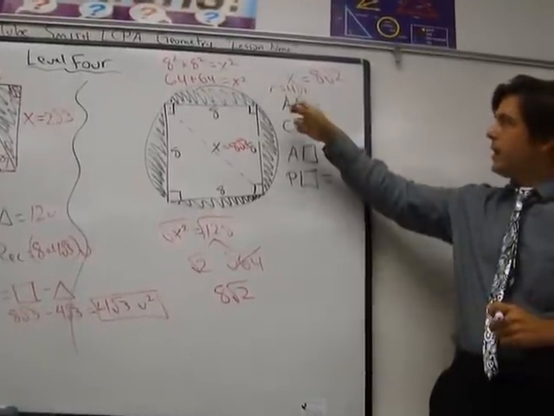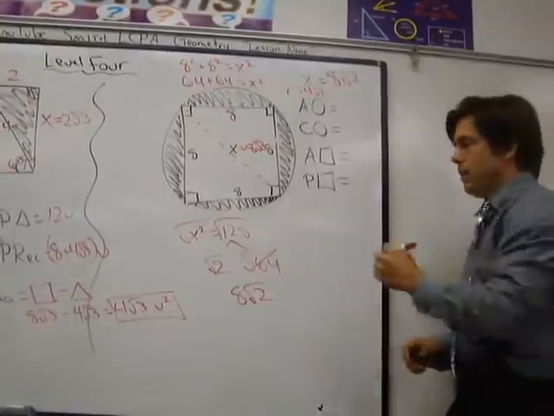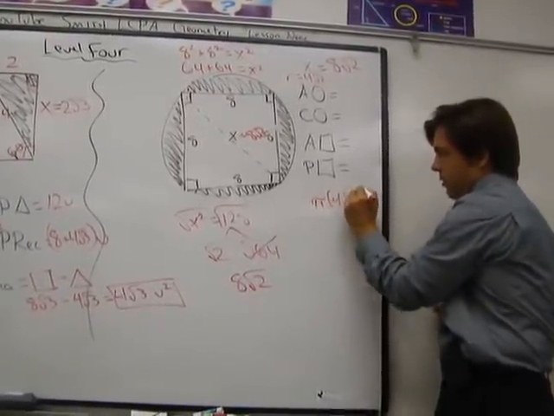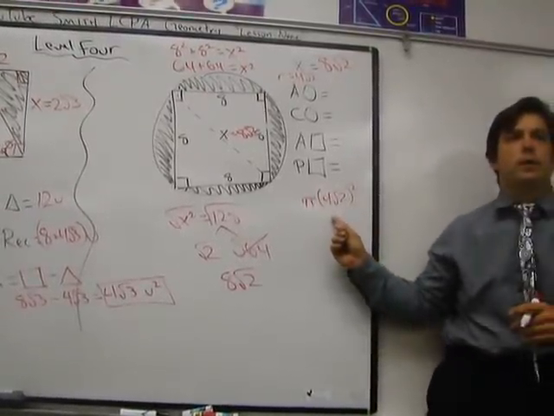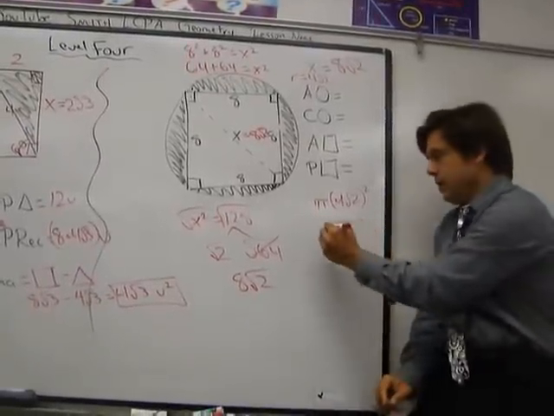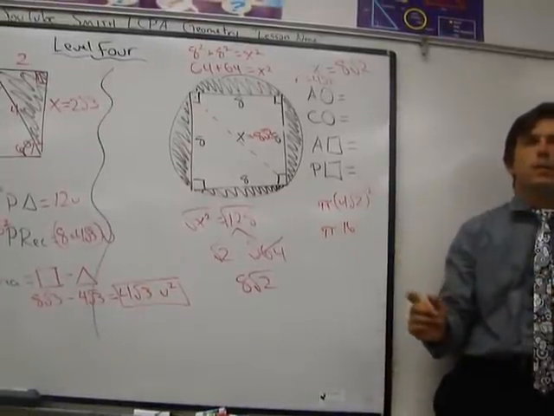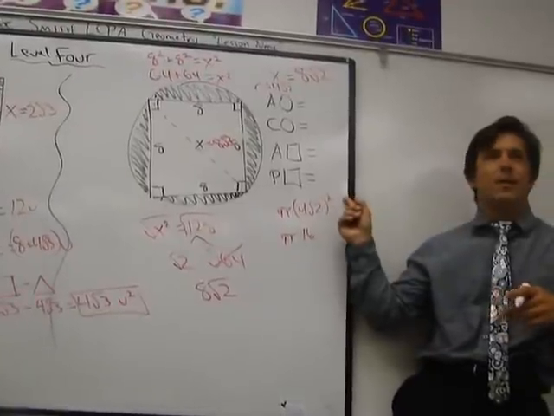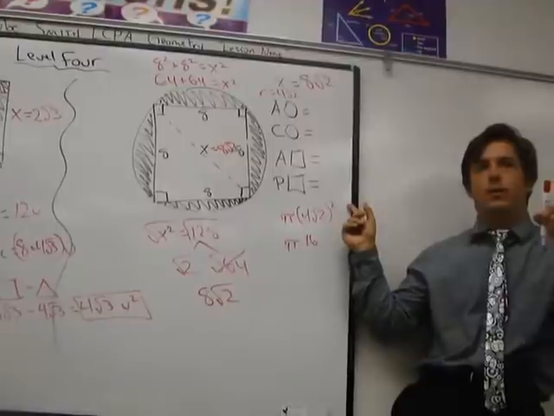Okay. So the area of the circle is going to be pi times the radius squared. So it's going to be pi times 4 square root of 2 squared. So everybody, what's 4 squared? 4 times 4? 16. So it's pi times 16. What's the square root of 2 squared? It's the square root of 4. What's the square root of 4? 2.